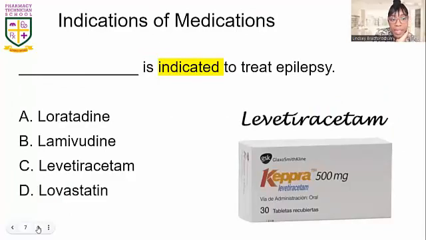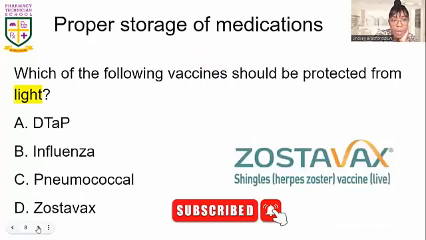Now we have indications of medications. So the indication of this medication is to treat epilepsy. And we know epilepsy is seizures, right? So letter C is used to treat seizures. And I put that down. And that's just one of those things you can remember, okay? That's not anything too crazy.